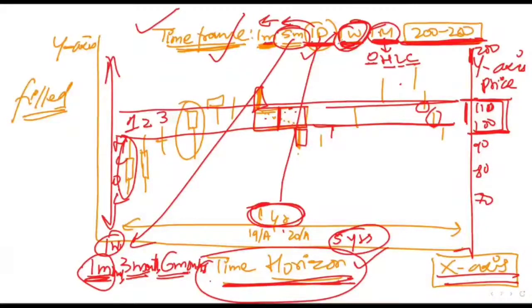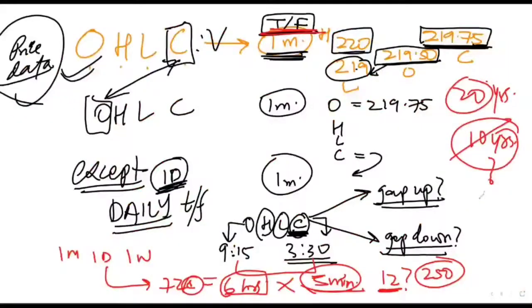For 10 or 20 years, you have to go for 1 month. There is also 15 days, which means fortnightly you can also have. For 10 years, you can choose fortnightly, which means half a month. Half a month time frame you can choose.